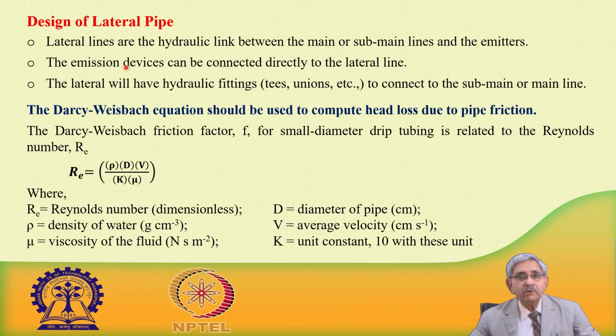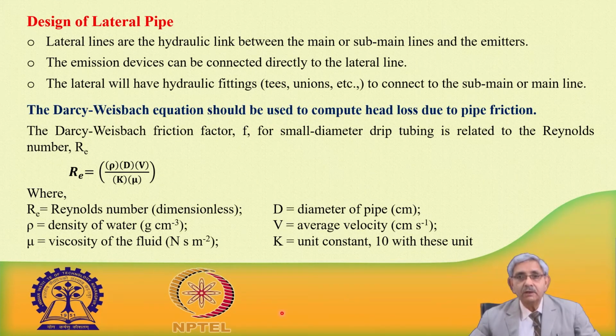Now, the design of lateral pipelines: they are the hydraulic link between the main pipeline or submain line and the emitters. Emission devices can be connected directly to the lateral line, and the lateral will have hydraulic fittings, tees, unions. Just now I told you that these fittings will cause losses in connecting to the main, submain or main line. So, the Darcy-Weisbach equation is used to compute the head loss due to friction.